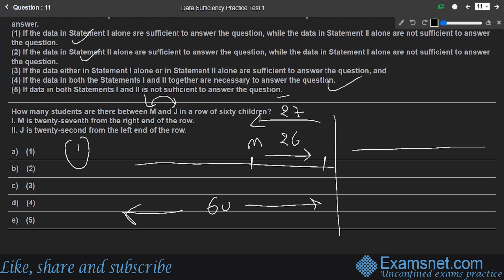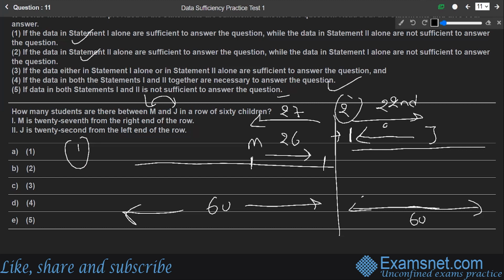If we take the second statement alone, again there are 60 students. The second statement says J is 22nd from the left hand. So wherever J is from the left hand, he is 22nd. If somebody is 22nd from the left hand, how many people would be to the left of him? It will be 21 people. But statement number 2 doesn't give any idea about where M is. So the second statement also is not sufficient to answer the question alone.